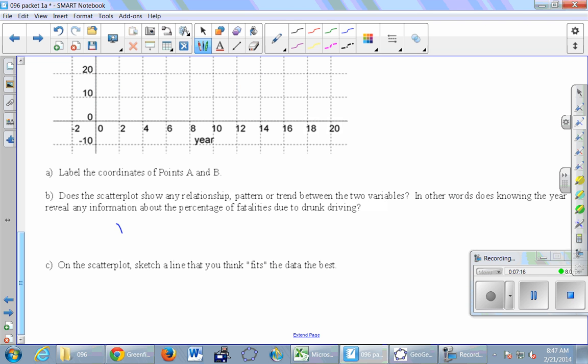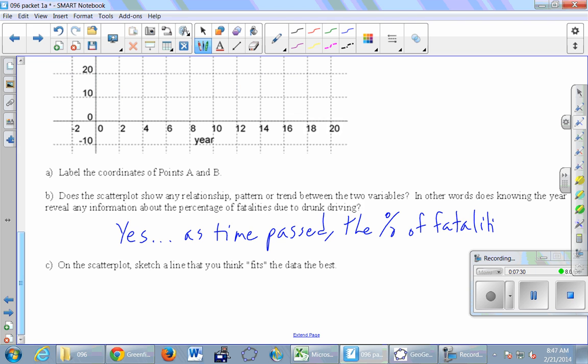Okay, so then I think we've already established yes. As time passes, yes, as time passed, the percent of fatalities did what? Decreased. But we're going to be after something more specific than that.